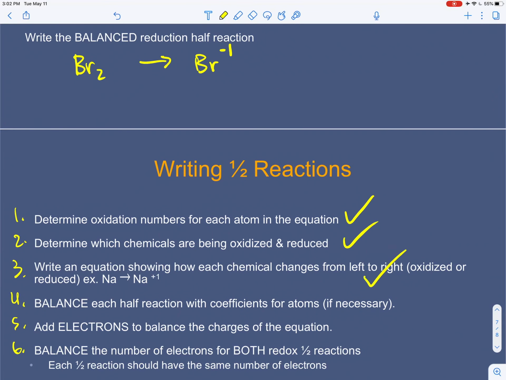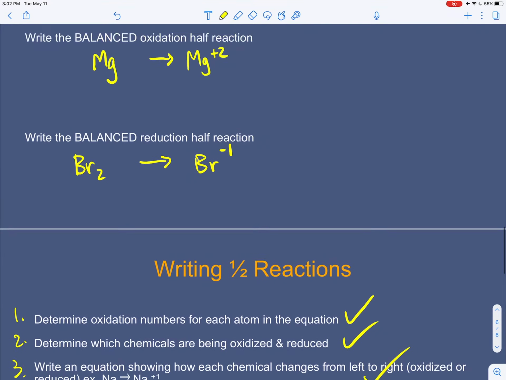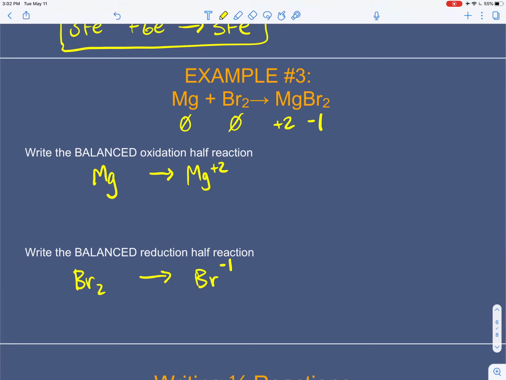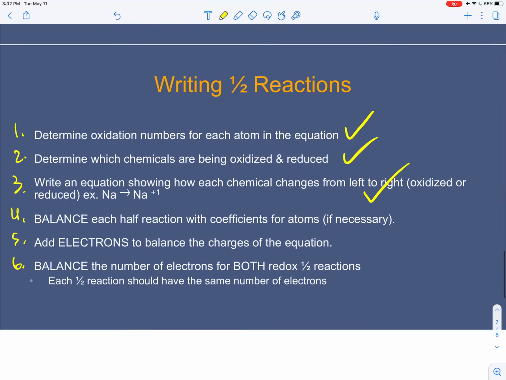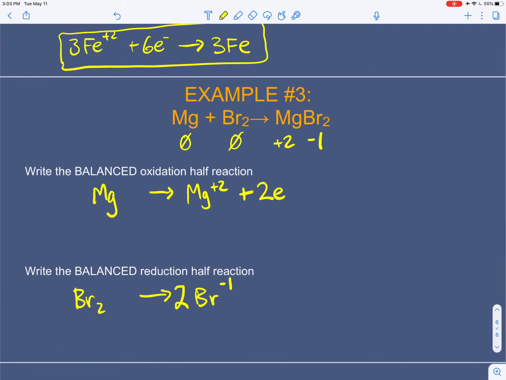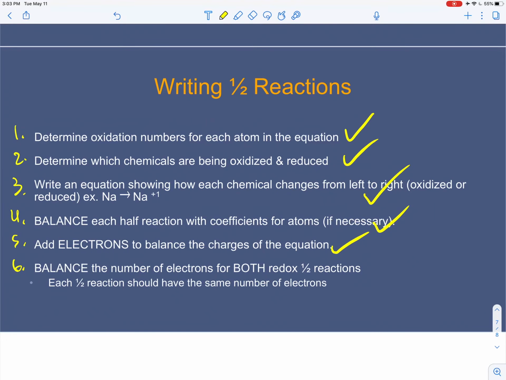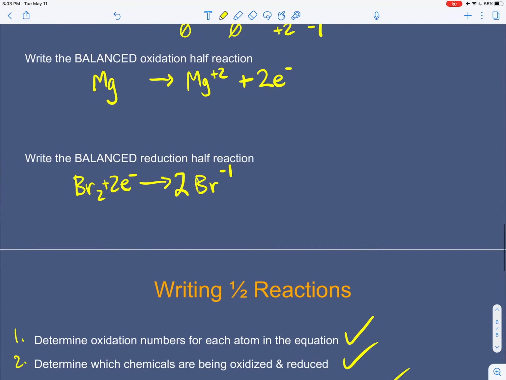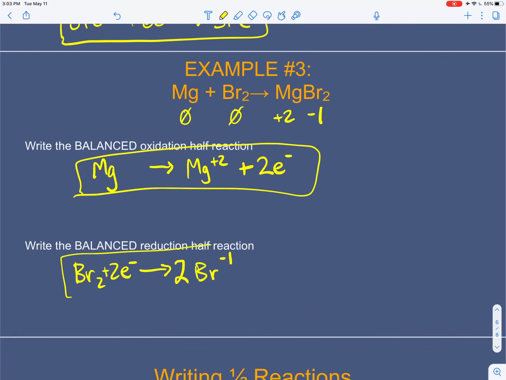So again, those are the first 3 steps. Step 4, balance each half reaction with coefficients for atoms. So let's see if we need to do that. For the top, magnesium is fine, we have 1 of each. But on the bottom, I've got 2 bromines on the left side. So I'm going to need 2 bromines on the right side. So I'm going to put a 2 there. And that covers step 4. Step 5, add electrons to balance the charges. So here, again, I want an overall charge of 0. So I'm going to add 2 electrons to the right side. For the bottom one, I've got -2 on the right side already. So I'm going to add 2 electrons here to balance the overall charge, -2 on both sides for the bromine. Check. And lastly, make sure each reaction has the same number of electrons. These both have 2 electrons, so these are going to be our final answers.